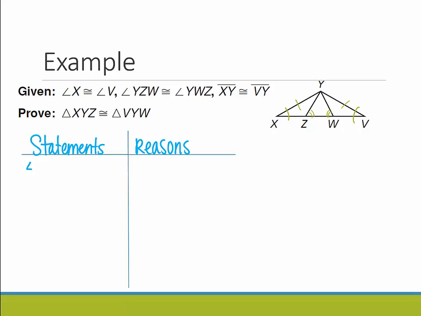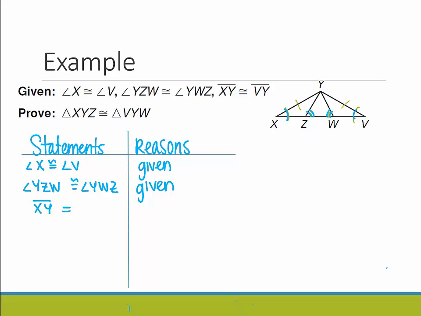So our first statement is that angle X has to be congruent to angle V. So it's this one here is congruent to that one there. And we can say that because it's given to us. Now that doesn't tell us any other information, so let's jump to the next given. We know that angle YZW is congruent to angle YWZ. So this one here is congruent to this one here. That's given. And then our next one, we have segment XY is congruent to segment VY.